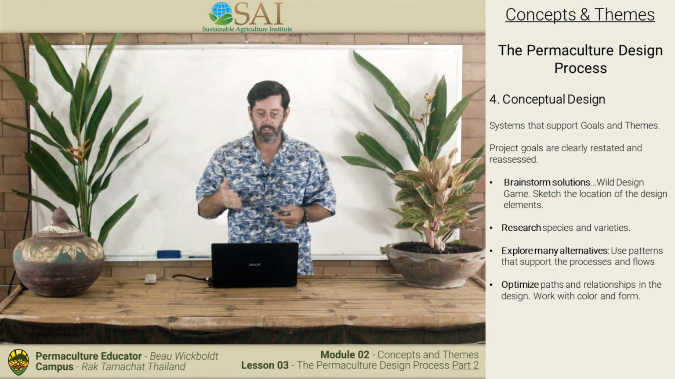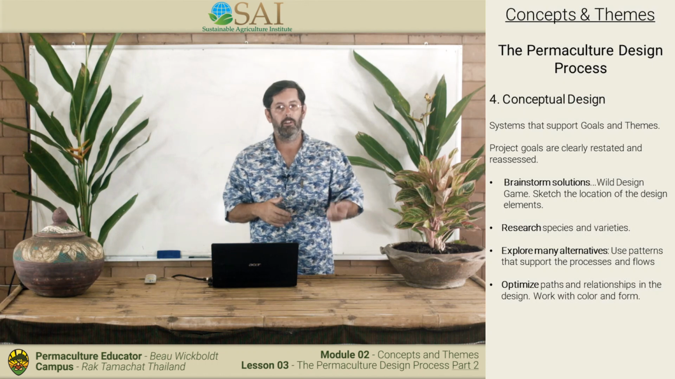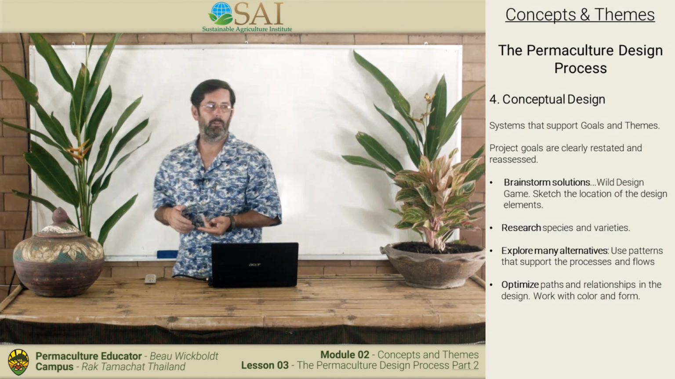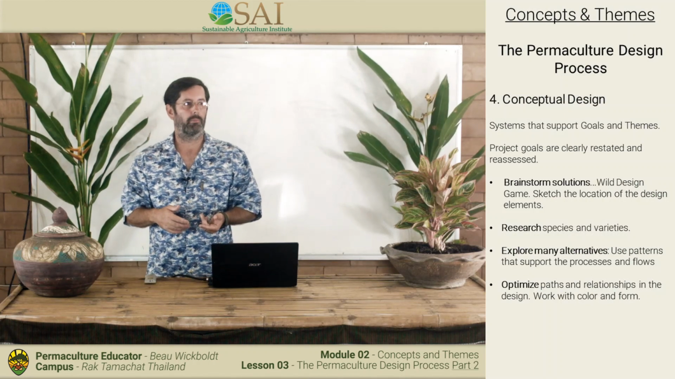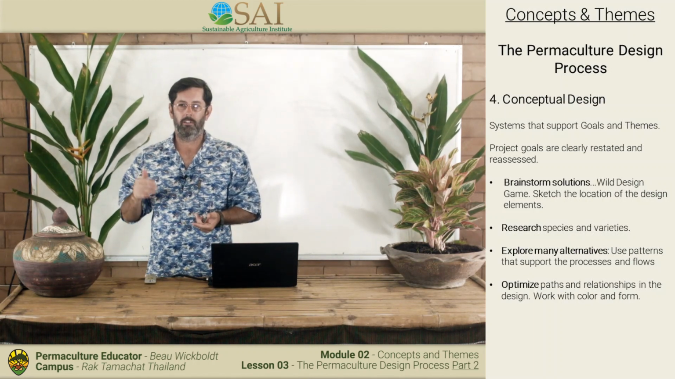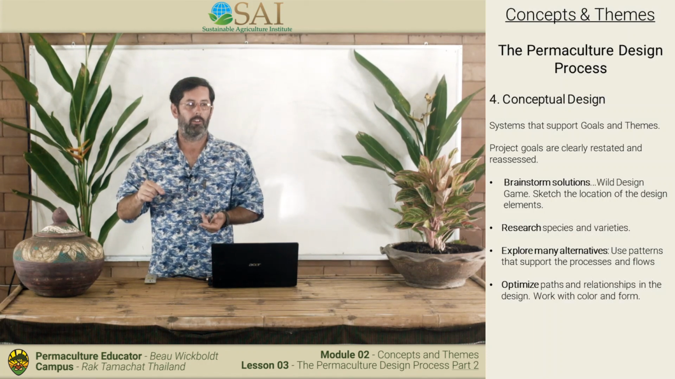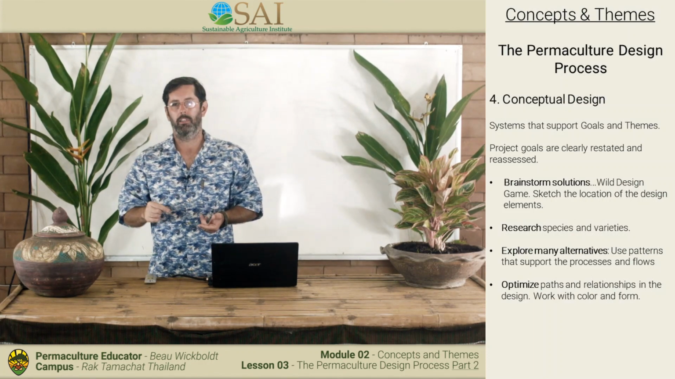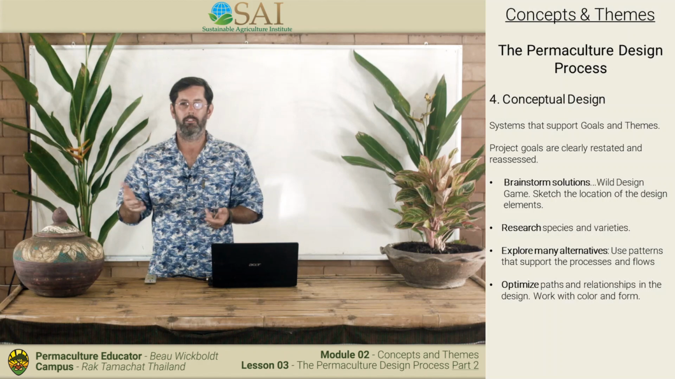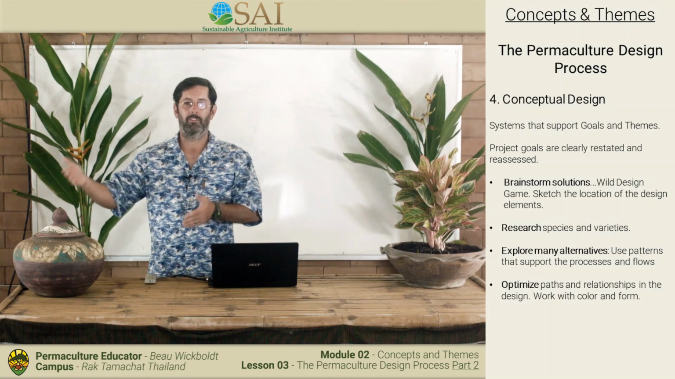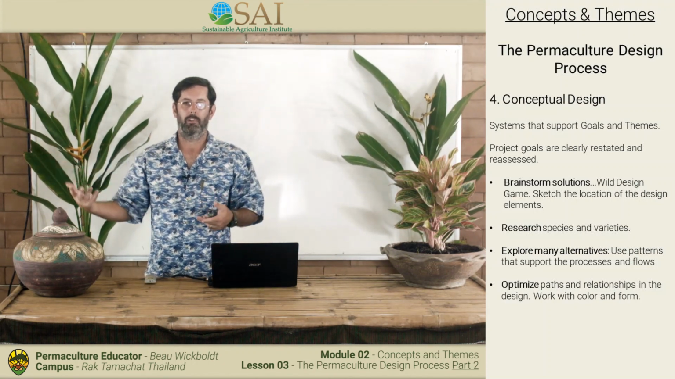So project goals are clearly stated and reassessed. A little bit of a pet peeve for me, I don't believe that the title of a permaculture master plan should have "project" in it. It is not a project. A project is a start and a finish, and projects are within plans. So you have the project to build the nursery, but when the nursery's done, that doesn't mean that you're completed with Raktamachat. Raktamachat is not a project. Raktamachat is a lifestyle. Our lifestyles are not projects, okay?